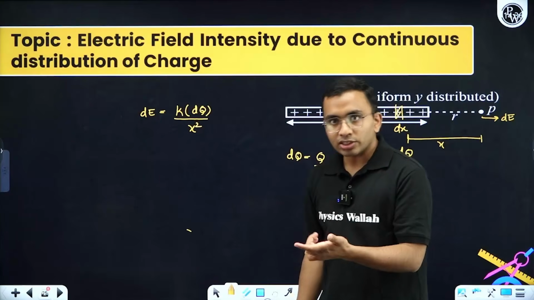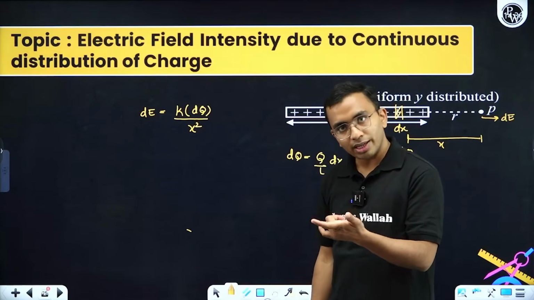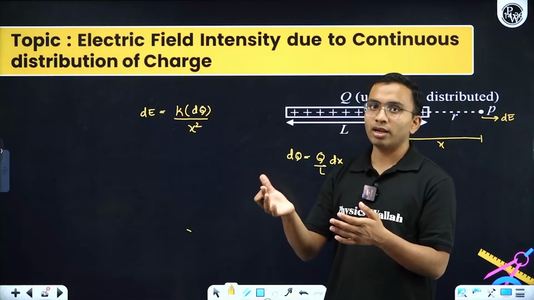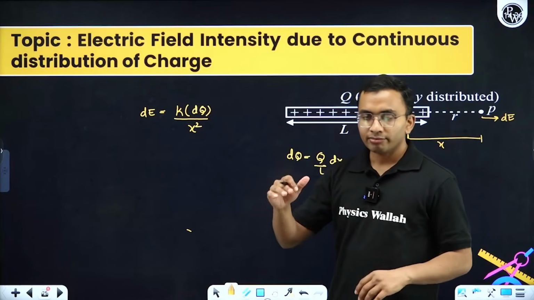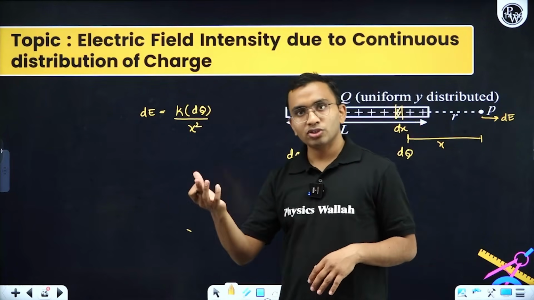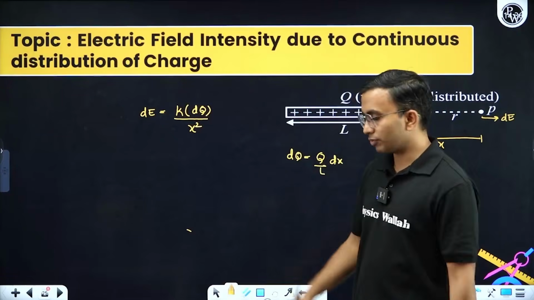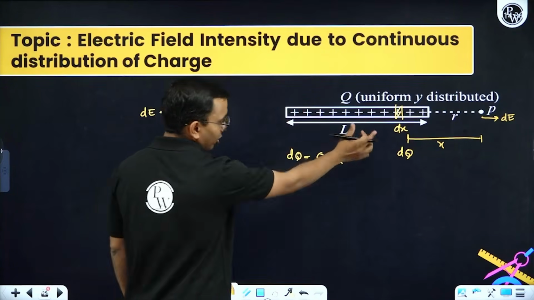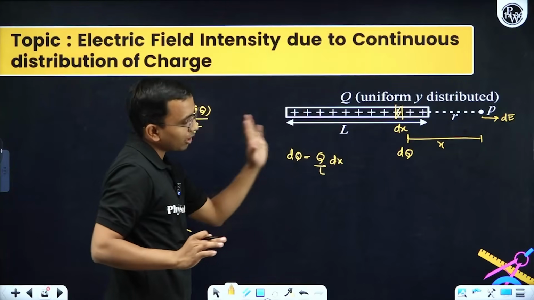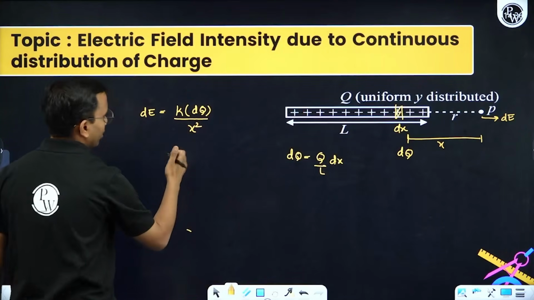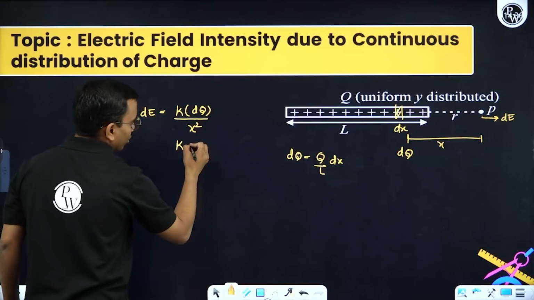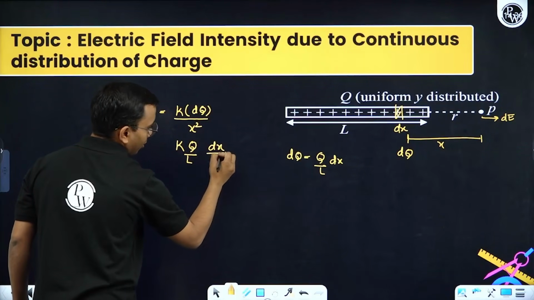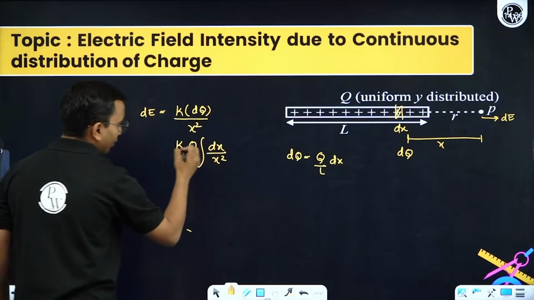So linear charge density is charge per unit length. Then surface charge density, we denote that with sigma, that is charge per unit area. Then there is rho, that is charge per unit volume. All these three things we use according to the distribution. This is a linear distribution. So here charge per unit length, that is Q by L, into the length becomes my charge dq. Putting it in, dE is kQ by L, dx by x square, now integrate.